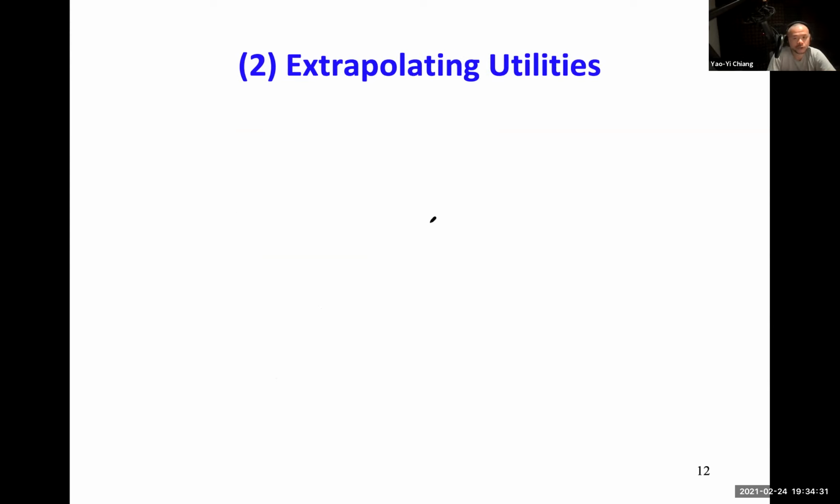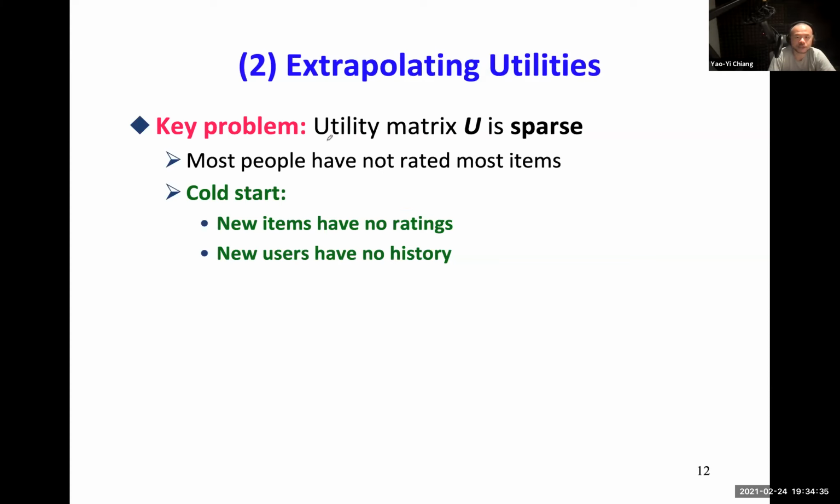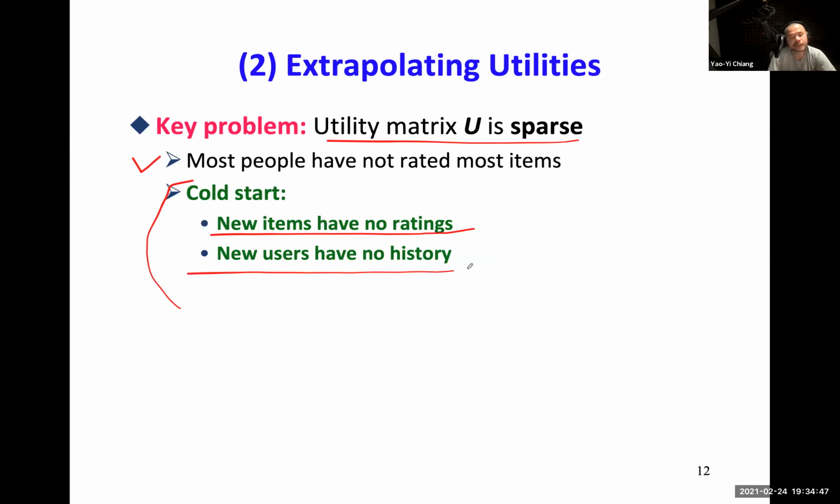Also, how do we extrapolate this utility matrix? The key problem is the matrix is usually very sparse. Most people have not rated most items. You have problems like cold start. New items have no ratings. How do you handle them? New users who do not have any history, we do not know about the user. How do you extrapolate these missing values?